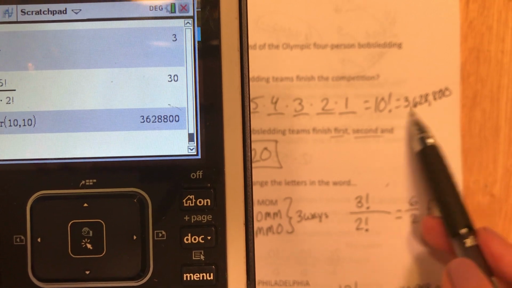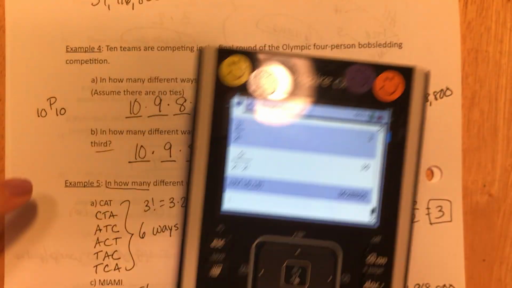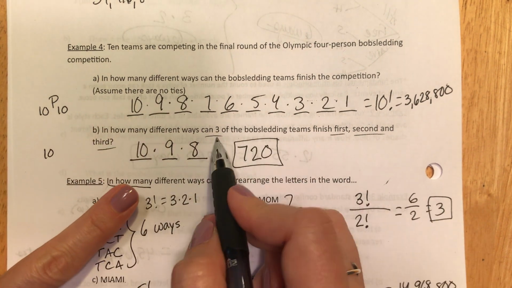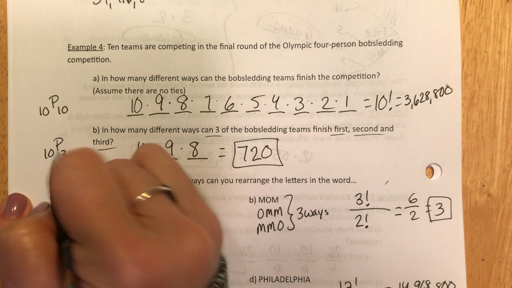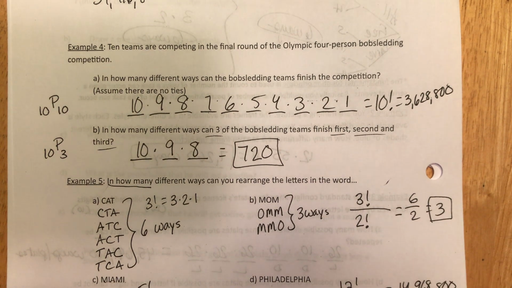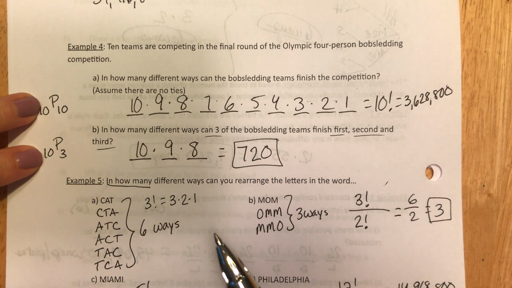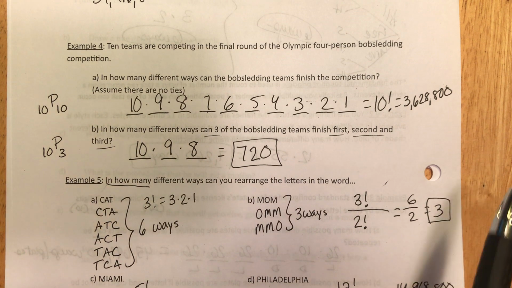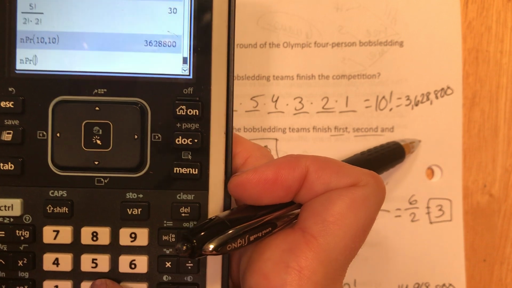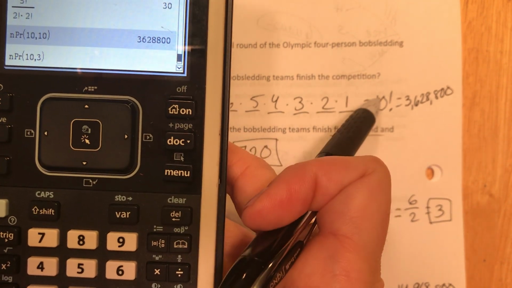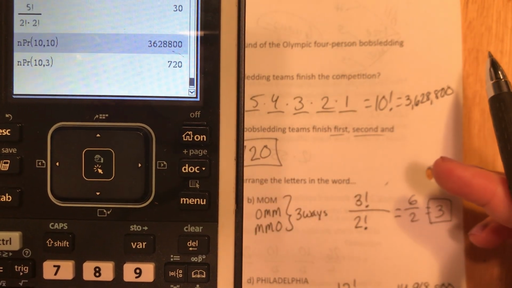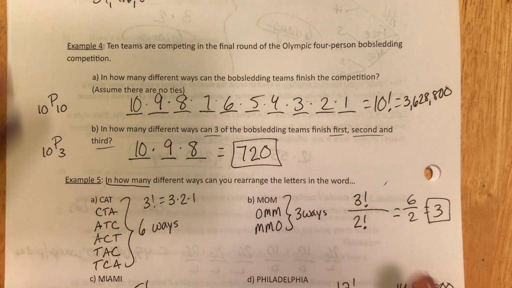This is this answer. All right, now if I want to do the next problem, how many teams do I have? 10. How many do I want? Just want the top 3. The calculator takes care of this idea for you. So permutations, you can use this notation or you can use these placeholders. Either way is fine. So I could do menu, probability, permutation, 10, comma, 3 for the second problem. There you go. There's my 720. Okay, and that's that answer.